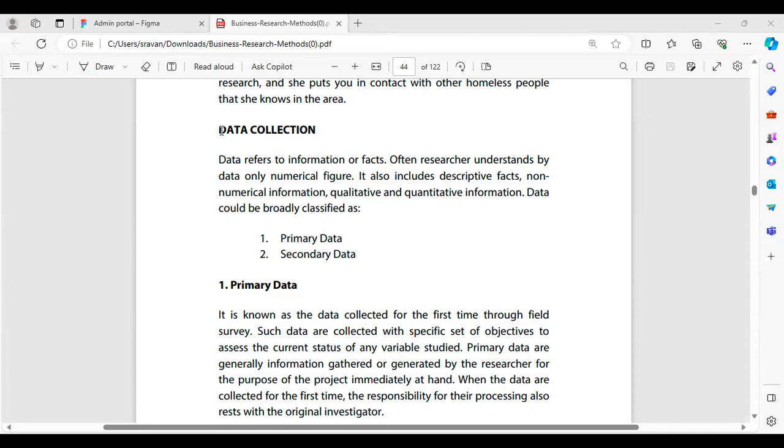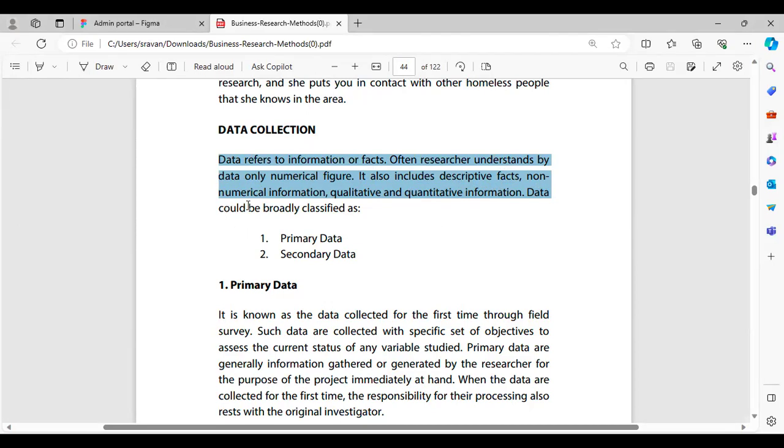Today we are going to discuss one of the important questions of data collection. Data refers to information or facts. Often a researcher understands data only as numerical figures. It also includes descriptive facts, non-numerical information, and qualitative and quantitative information.